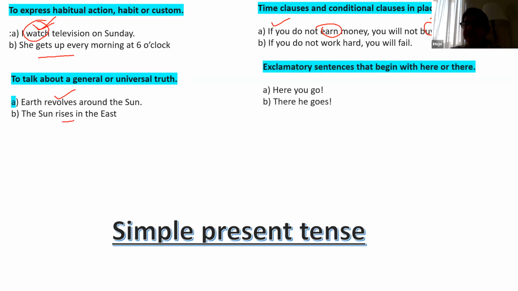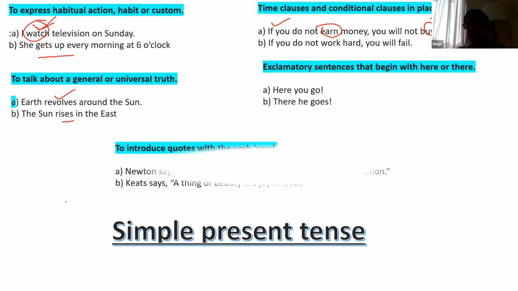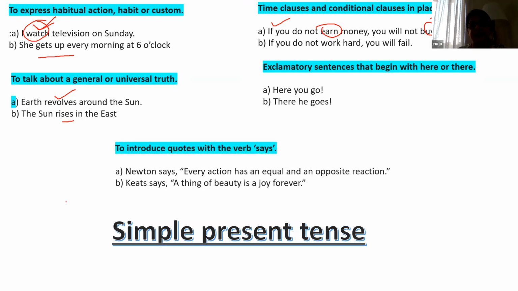Now, exclamatory sentences that begin with here and there. For example, here he goes, here he comes, there he goes, there she comes. There again, it is in simple present tense only. The verb used is in simple present tense. Okay. Now the last one: to introduce quotes with the verb says.